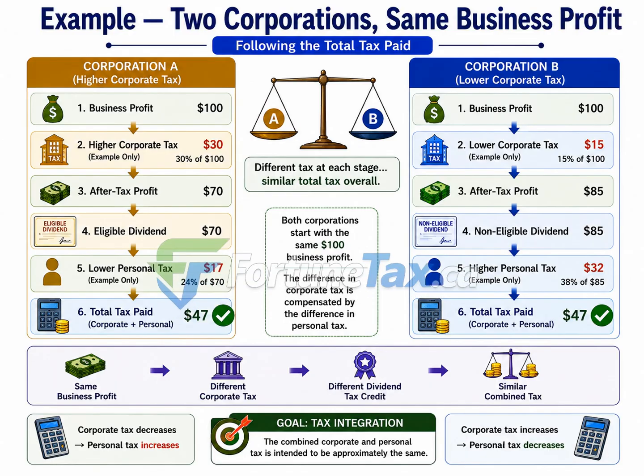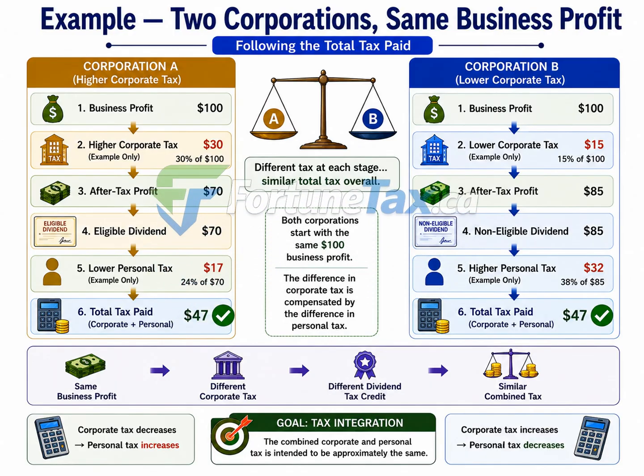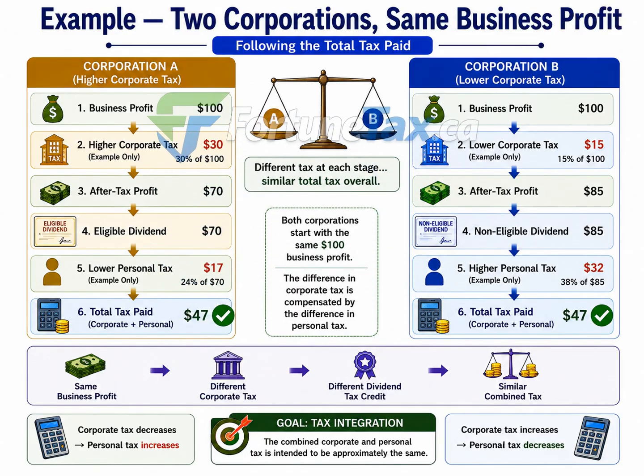The key takeaway is that tax integration is about balancing the total tax burden. Eligible dividends and non-eligible dividends are simply tools that help adjust the shareholder's personal tax based on the amount of corporate tax already paid, so that the combined tax remains reasonably consistent regardless of which corporate tax rate originally applied.